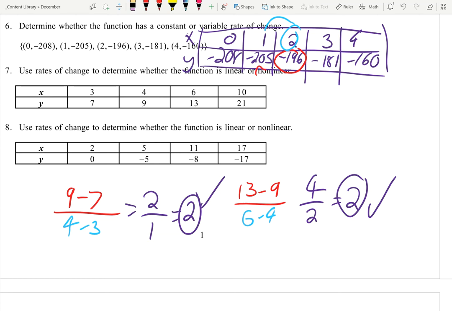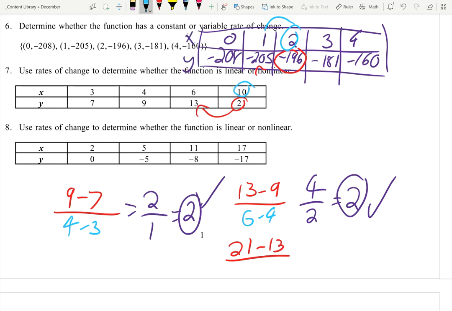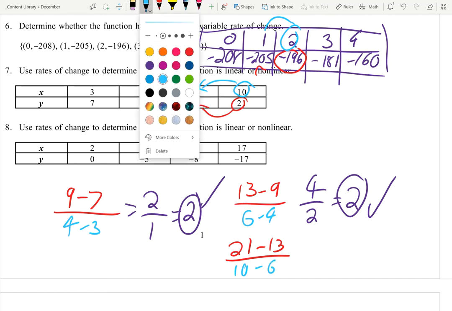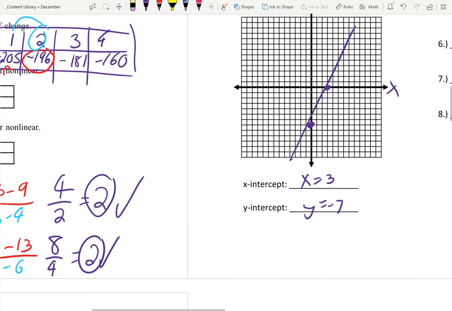All right, so we're going to take the y's, 21 minus 13. And then the corresponding x's. So that'll be 10 minus 6. So when I simplify this, 21 minus 13 is 8. And 10 minus 6 is 4. And 8 divided by 4 is 2. So notice all of these were the same. They're all 2, which means it's a linear function. Okay, linear function.